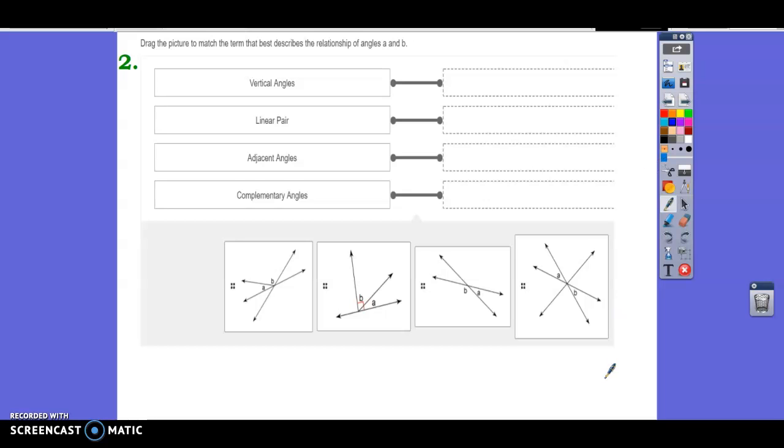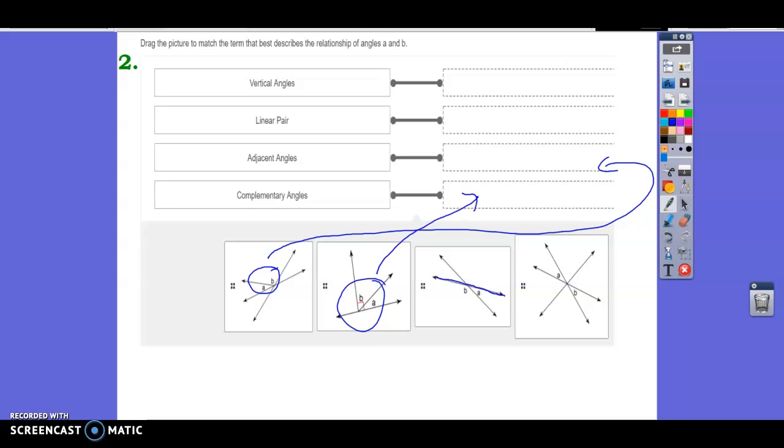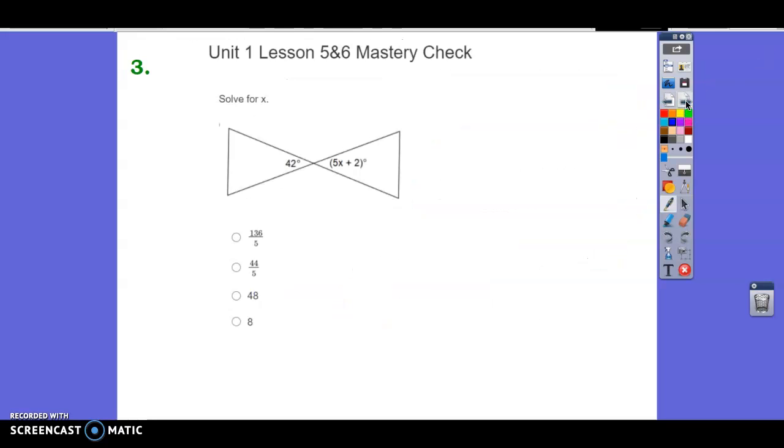Here we have to match. So let's see. These two angles are right next to each other. Those are adjacent. So that goes right there. These two angles are complementary because they add up to 90 degrees. So that goes in the last one. These two angles form a straight line, which makes those a linear pair. So that's the second one. And these are vertical angles. That's the first one. It's just matching.